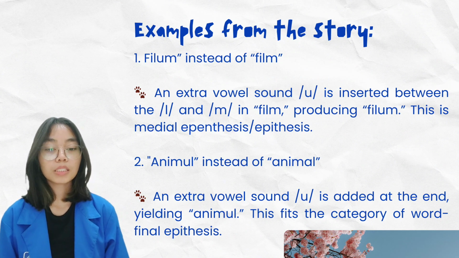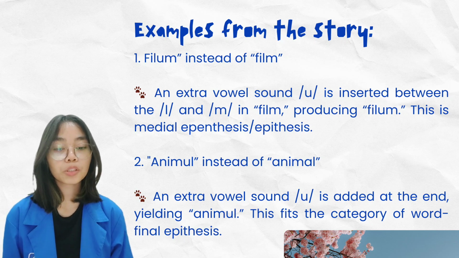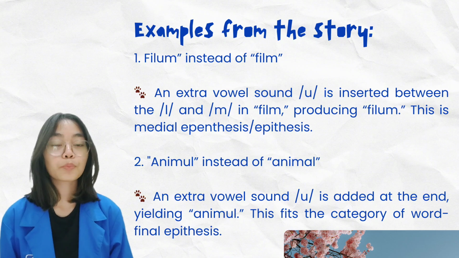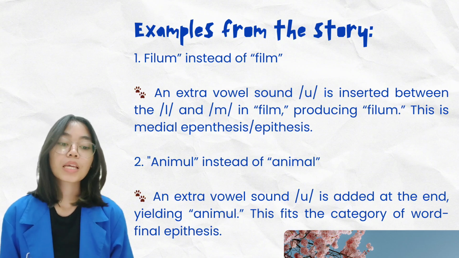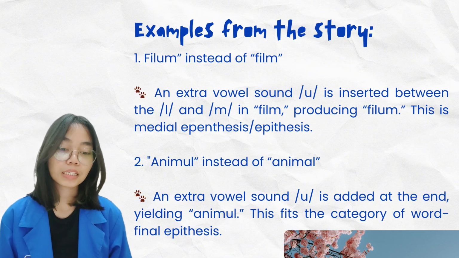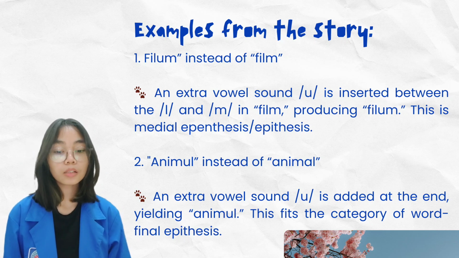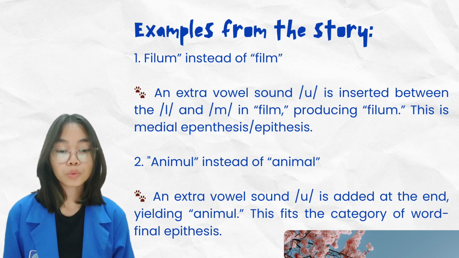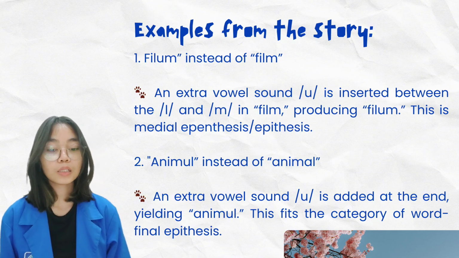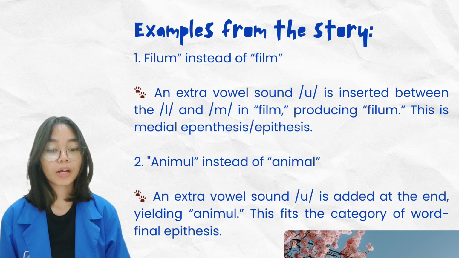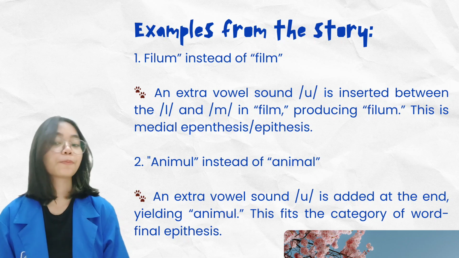Number 1, "filum" instead of "film". An extra vowel sound, a schwa, is inserted between the L and M in "film", producing "filum". This is medial epenthesis. Number 2, "animal" instead of "animal", an extra vowel sound is added at the end, yielding "animali". This fits the category of word-final epenthesis.